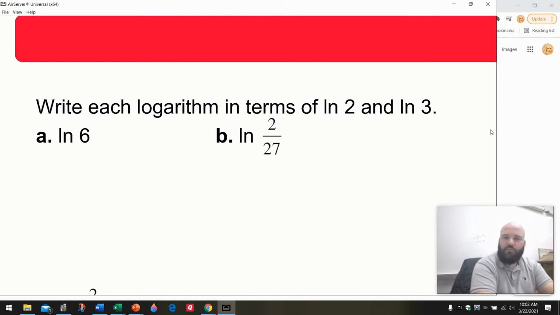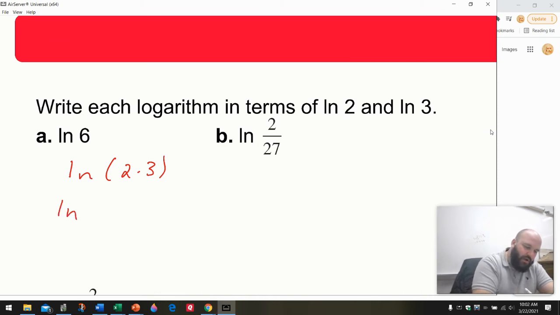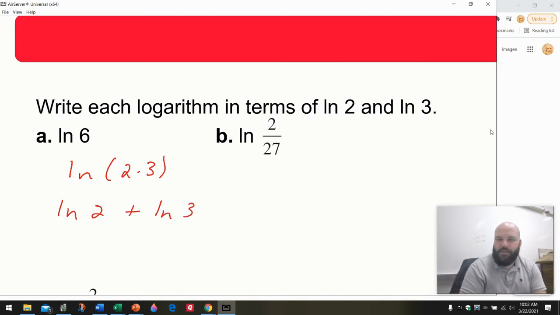So the first one, we want to break that 6 up into 2 times 3. So we're going to do natural log of 2 times 3, like that. Now, because this is a product, we are going to use the product property and split these two up. So we are going natural log of 2 plus the natural log of 3. And there's our solution, just like that.